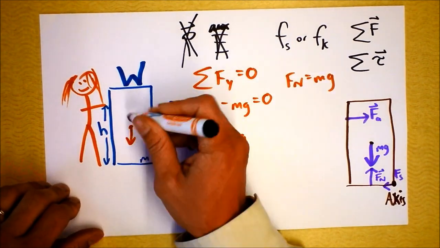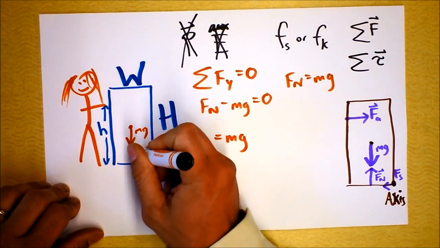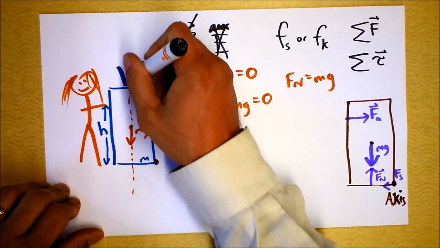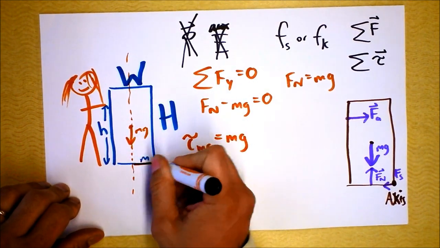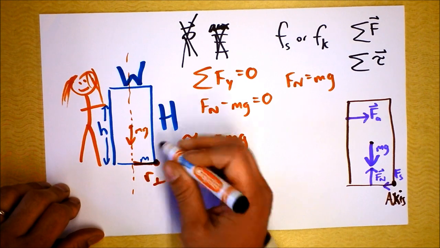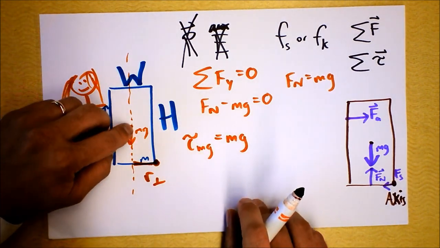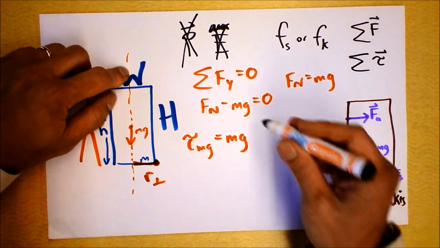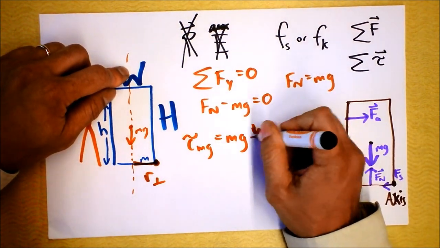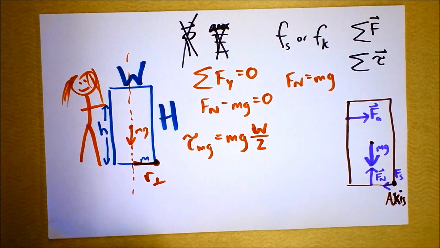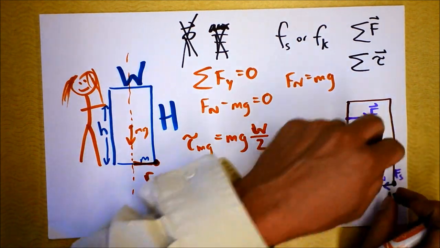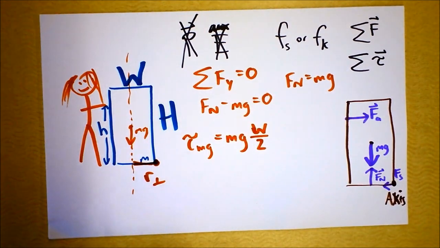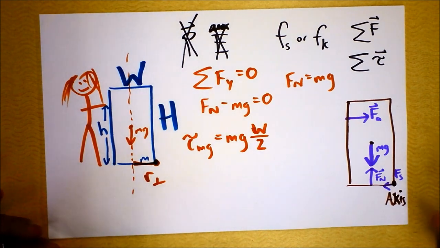So here's mg, and if I draw the line of action of the force, the closest it ever gets to my axis is this distance r perp, and so I'm going to multiply mg by r perp, which in this case is W over 2. So it's mg times capital W over 2. That's the torque from mg, and it's counterclockwise. It would tend to rotate about the axis counterclockwise. Therefore, it is a positive torque.